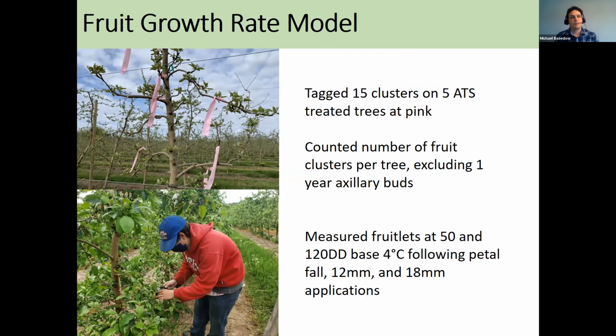So we did use the fruit growth rate model as well as the pollen tube growth model. And again, for this model, we tagged 15 clusters on 5 of the ATS treated trees at pink. And then we counted the number of fruit clusters per tree to tell us what our starting bud count was. And again, we were excluding 1-year-old axillary buds when we were counting those clusters. And then following our petal fall application and each subsequent application, we went out and measured the fruitlets of those tagged clusters. And we did that at 50 and 120 degree days base 4 following those applications.